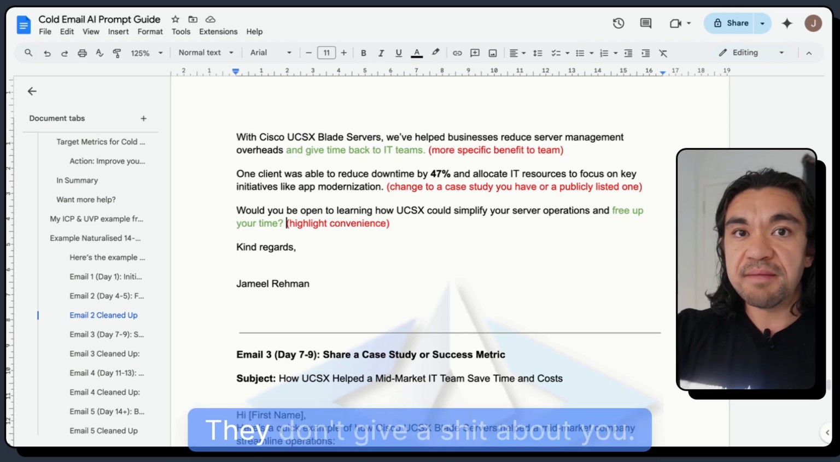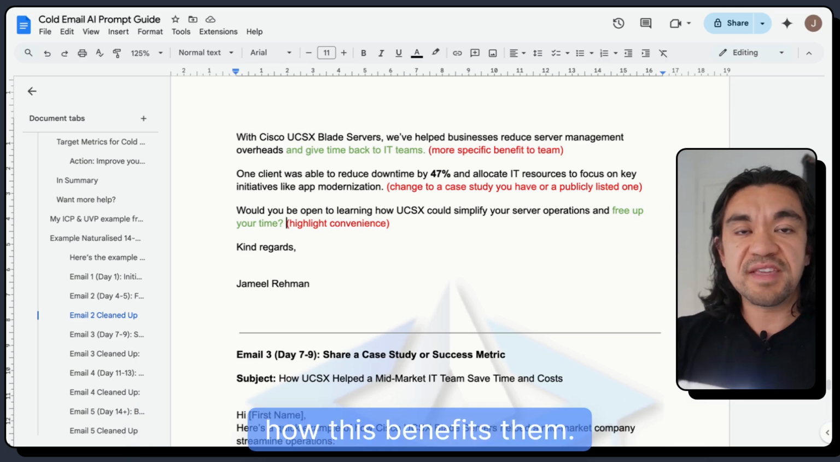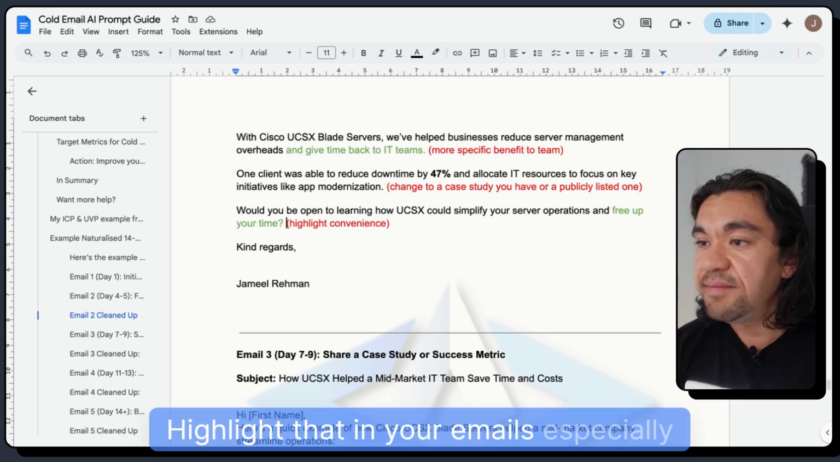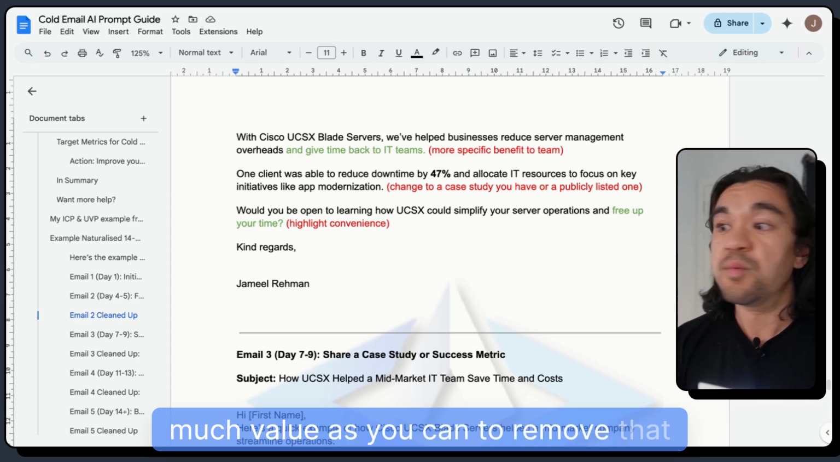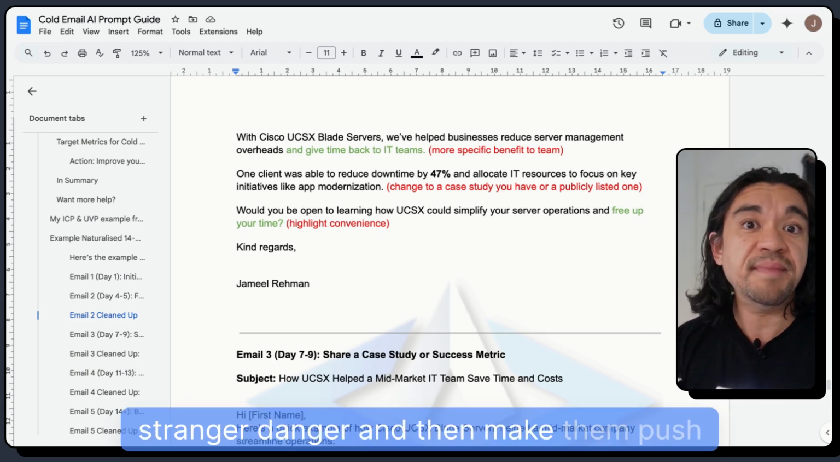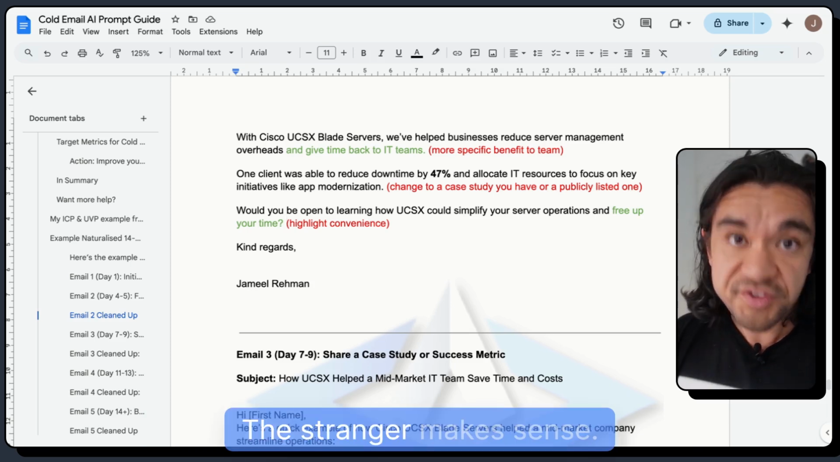Really focus on them. They don't give a shit about you. They want to know what's in it for them, how this benefits them. Highlight that in your emails, especially because you are trying to provide as much value as you can to remove that stranger danger, and then make them push through that stranger danger to incite a conversation with you, the stranger. Make sense?